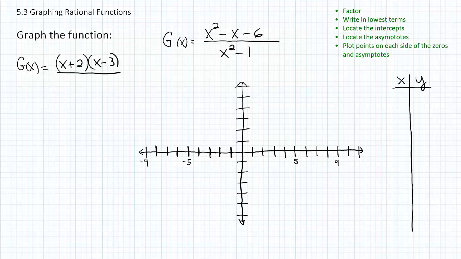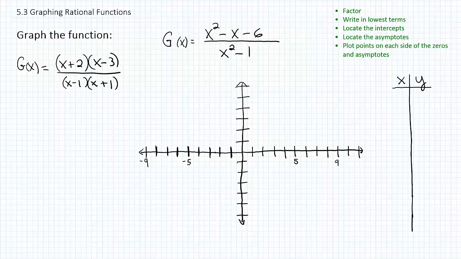All right, in the denominator, we're going to have a difference of 2 squares. That factoring is easy to remember. It's x and x minus 1 and plus 1. Okay, so it's factored. It's already written in lowest terms. We can't cancel anything. So we're going to move on to locating the intercepts.